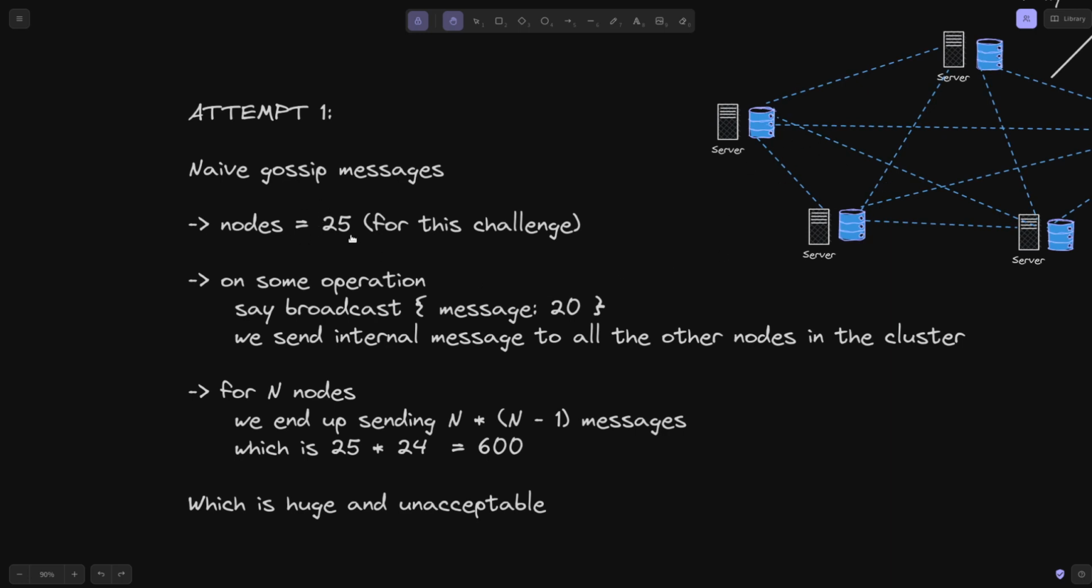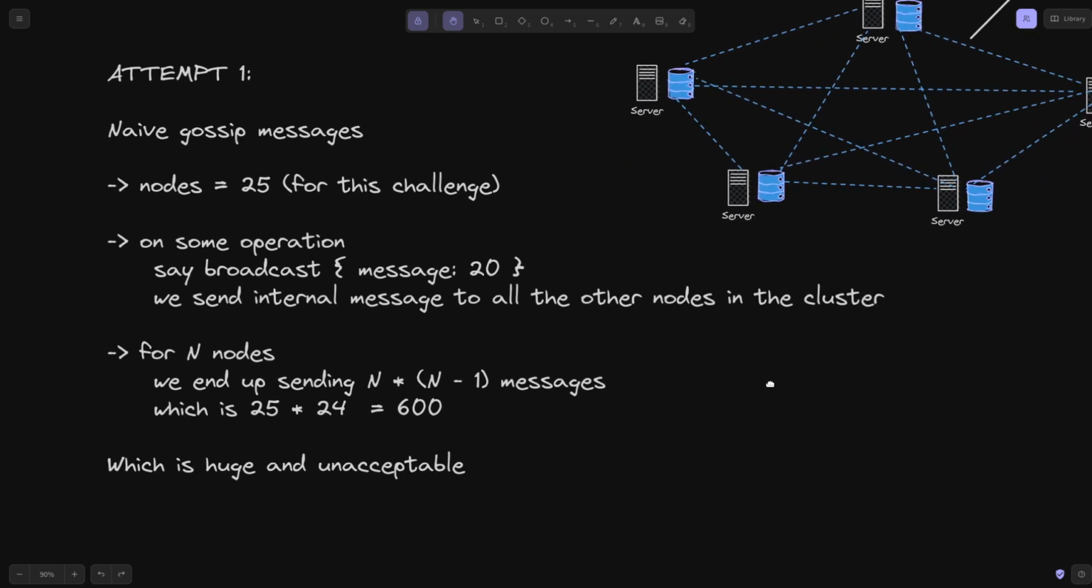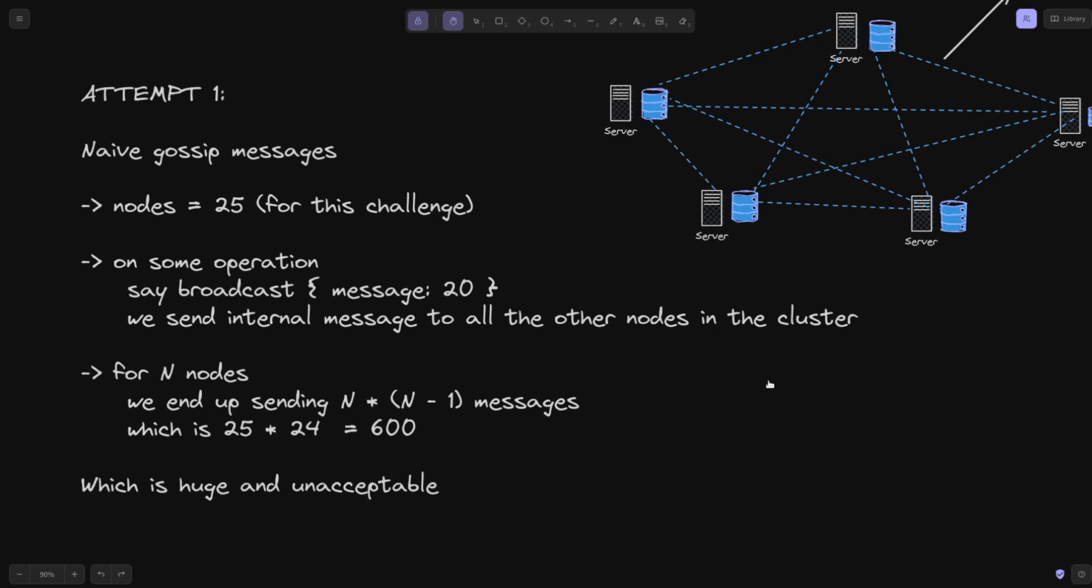So we have 25 nodes in this challenge, and let's say on some broadcast message on a certain node, we send an internal message to all the other nodes in the cluster. So for n nodes, if each of them receives a broadcast message, we end up sending n times n minus 1 messages in total, which is around 600. And this is quite large, and we cannot just simply send this many messages each time an operation comes.